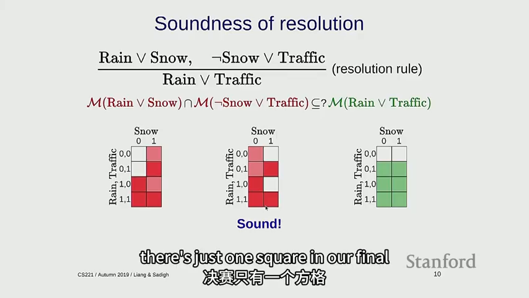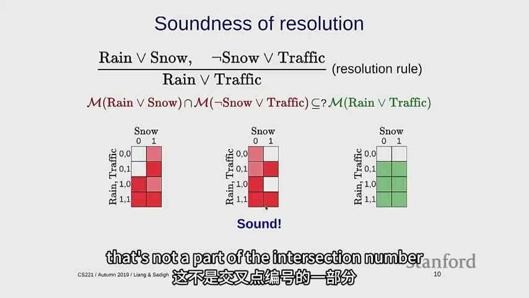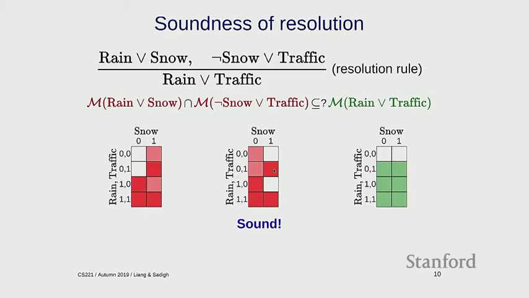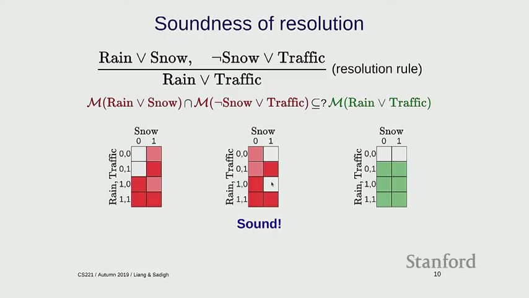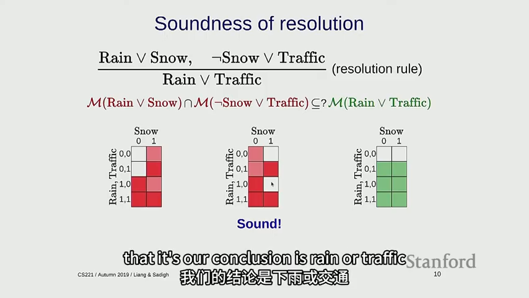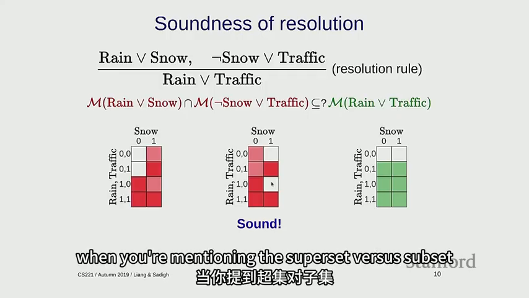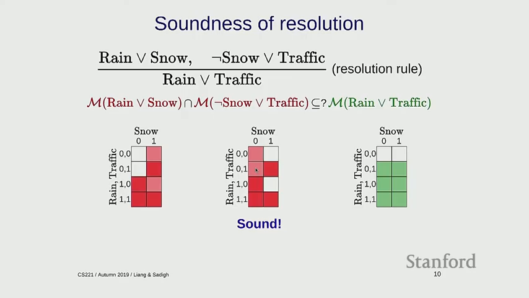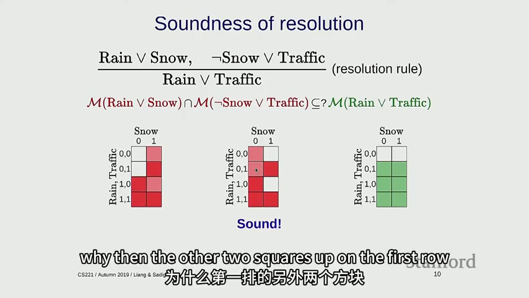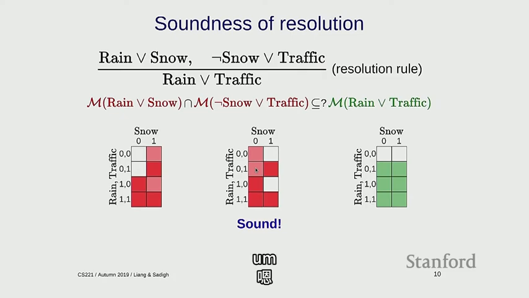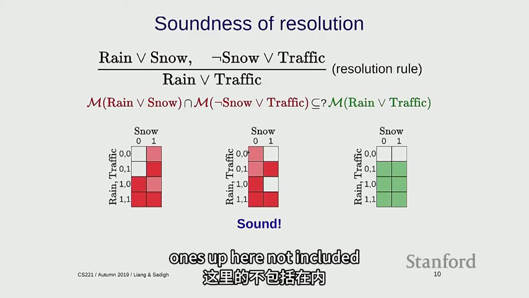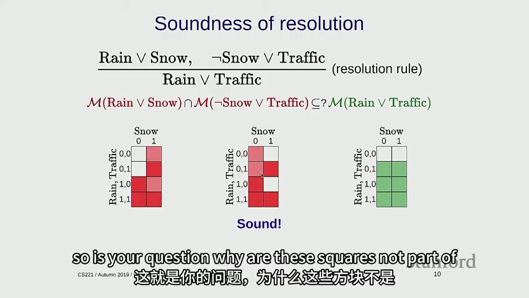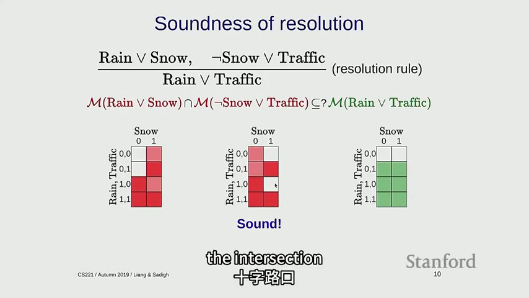There's just one square in our final green cell that's not a part of the intersection. I'm sure, there's two. These two. Yes. And we allow for those because our conclusion is rain or traffic. But I'm just wondering, when you're mentioning the superset versus subset, why then the other two squares up on the first row weren't included? So let's see. Why are the ones up here not included? Because they're not part of the intersection. So is your question, why are these squares not part of the intersection?